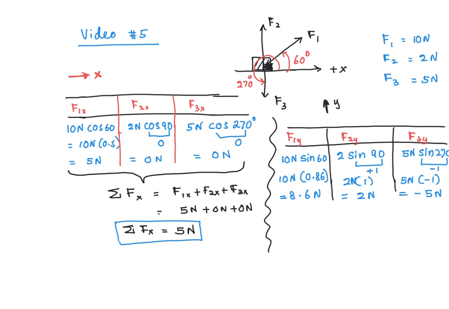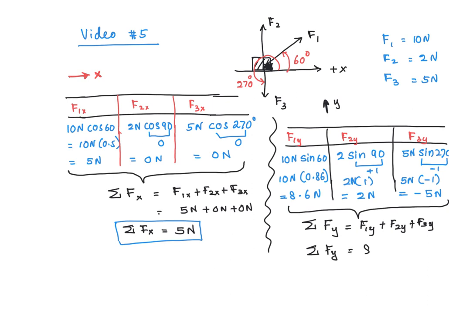Now again, if you want to get the sum of these forces, what you do is add them up, and that is what is called the sum of Fy. I am writing again for you to understand this better: F1y, F2y, and F3y. And let's put in the numbers that we know: 8.6 plus 2 and minus 5. And don't forget, this is a force, therefore the unit is Newtons.